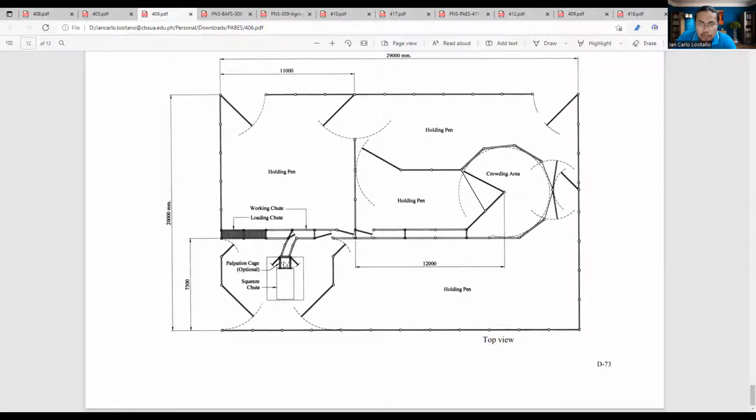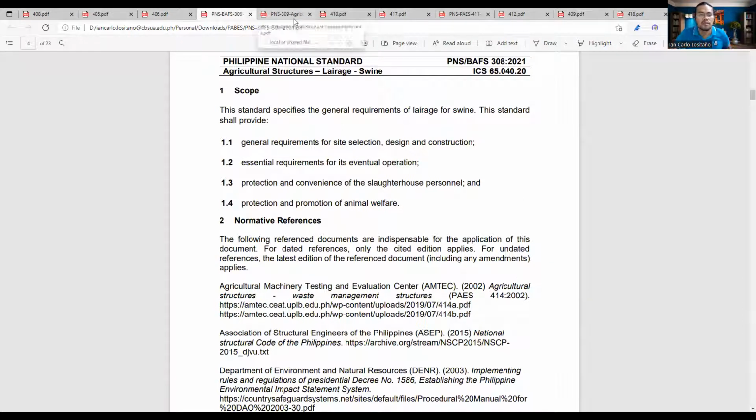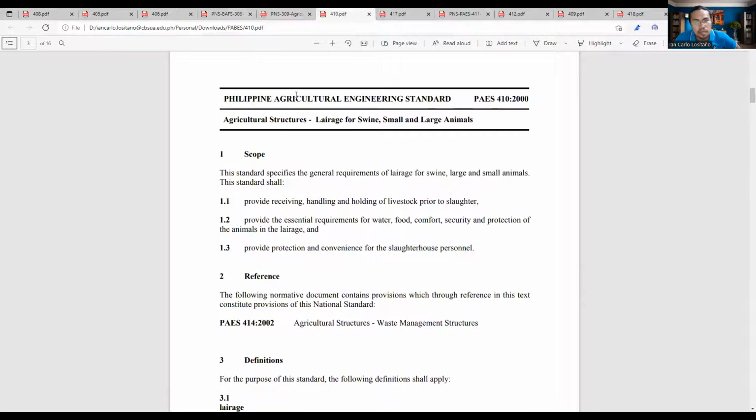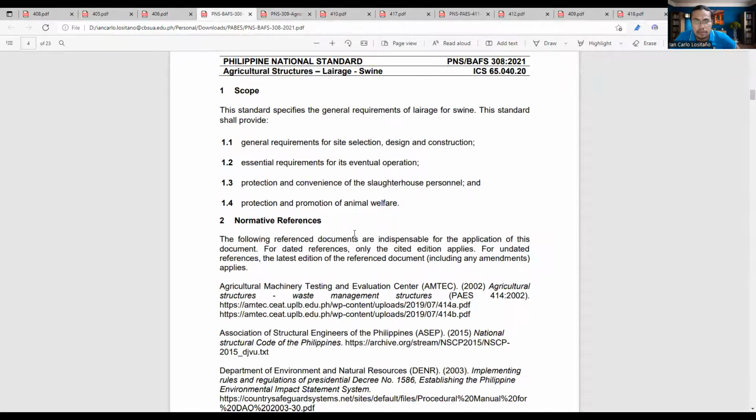This is a sample plan view of the coral ranch, with the fencing and the different locations for the holding pen, the crowding area, the working chute, and the loading chute. Let's proceed now to the lairage. There are two types of lairage that should be discussed. They are combined here in PAS 410, but divided into two in the PNS numbers 309 and 308.